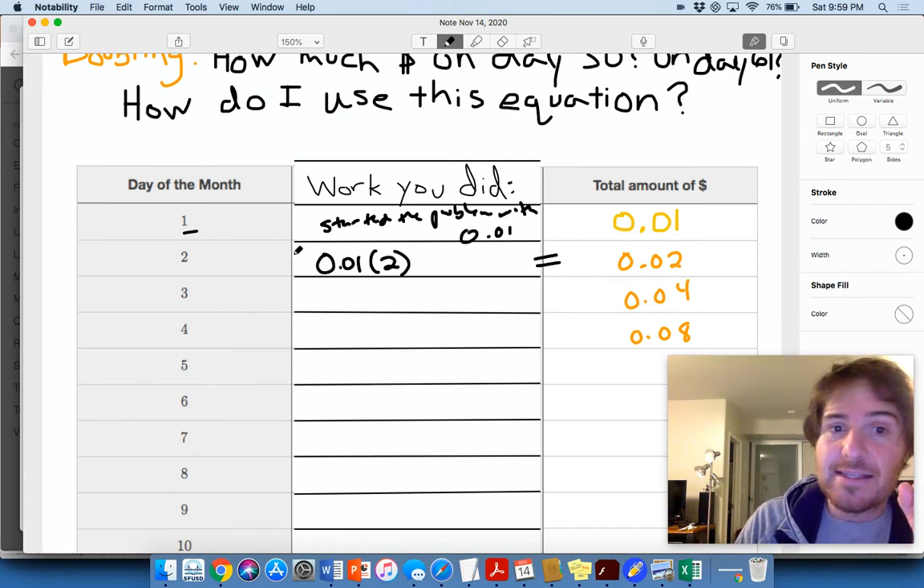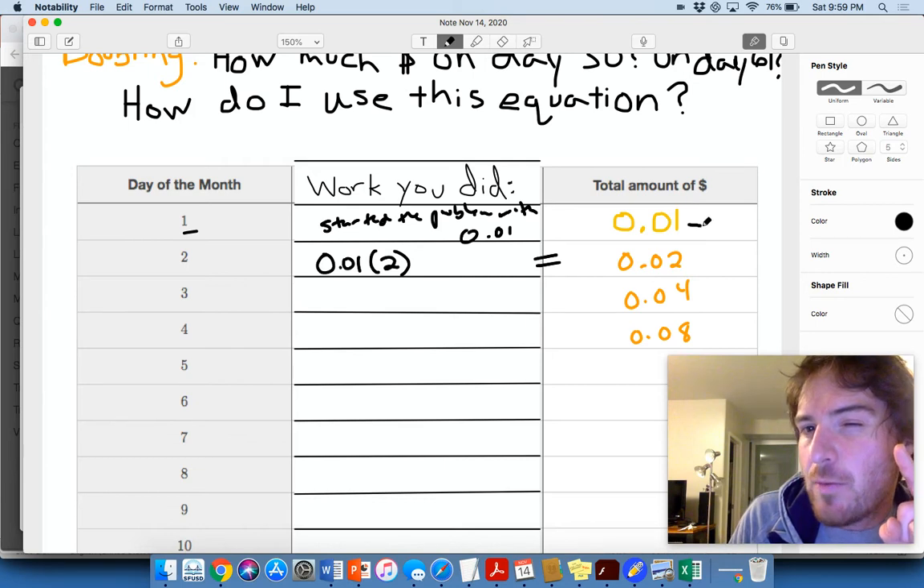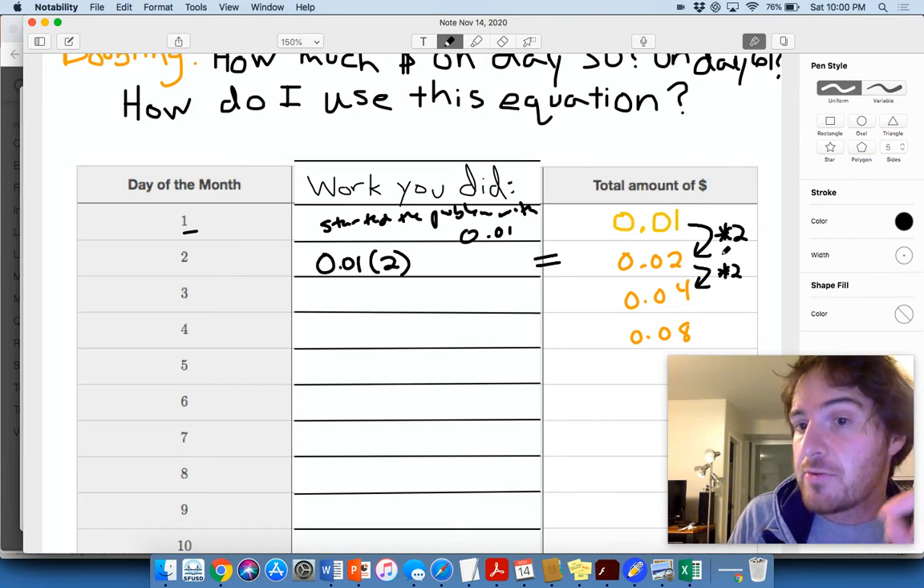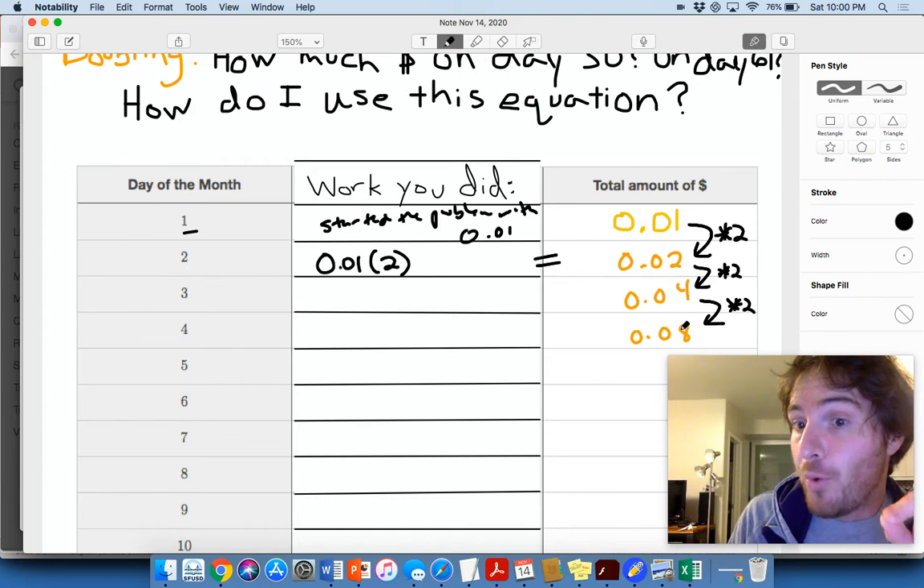Or we can think about this as, well, what did you do to the original 1 cent? I was at 1 cent right now, and then I multiplied by 2, and then I multiplied by 2 again to get to 0.04. 0.01 times 2 is 0.02, and 0.02 times 2 is 0.04, and 0.04 times 2 would be 0.08.